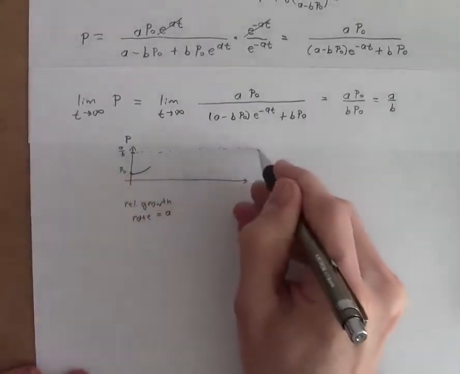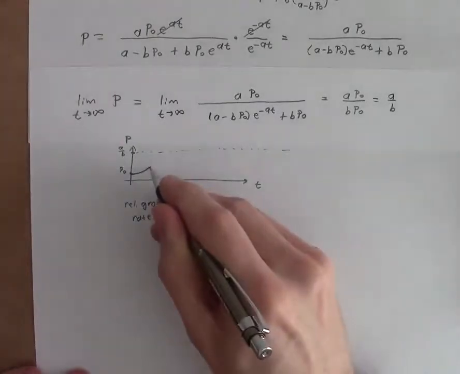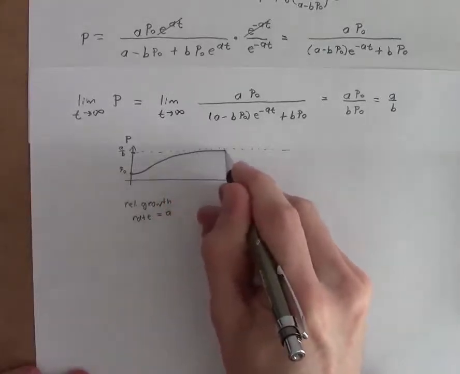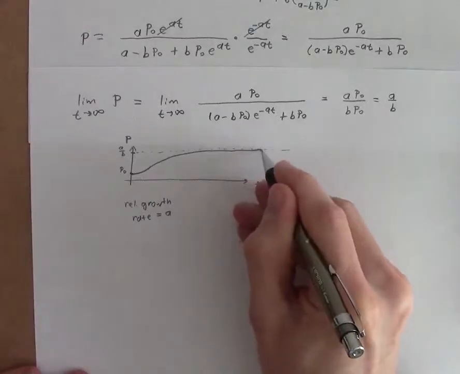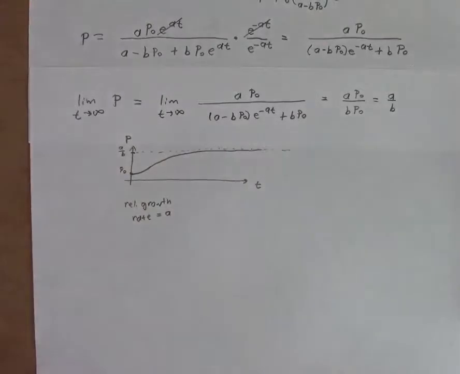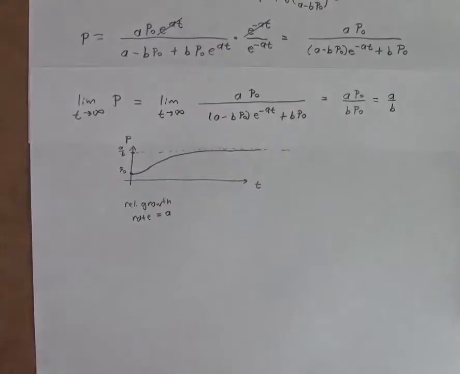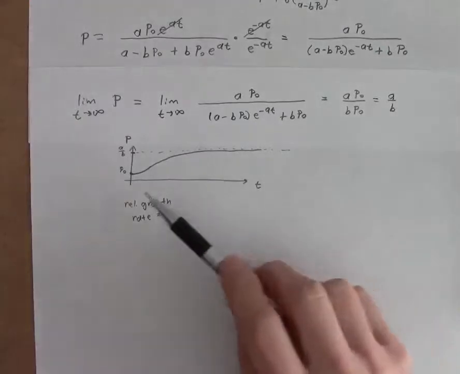So somewhere along the p-axis, we've got an a over b, and we'll just extend that as a horizontal dotted line. And so as we get closer to that line, the growth becomes less. And that's our horizontal asymptote. So the population approaches that line, never actually, at least mathematically, reaches that particular line. So this is roughly the picture we get with the logistic growth.